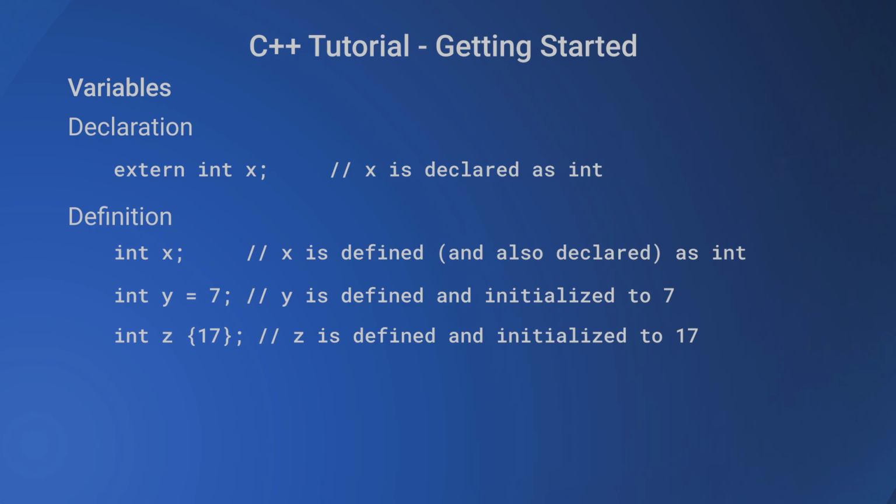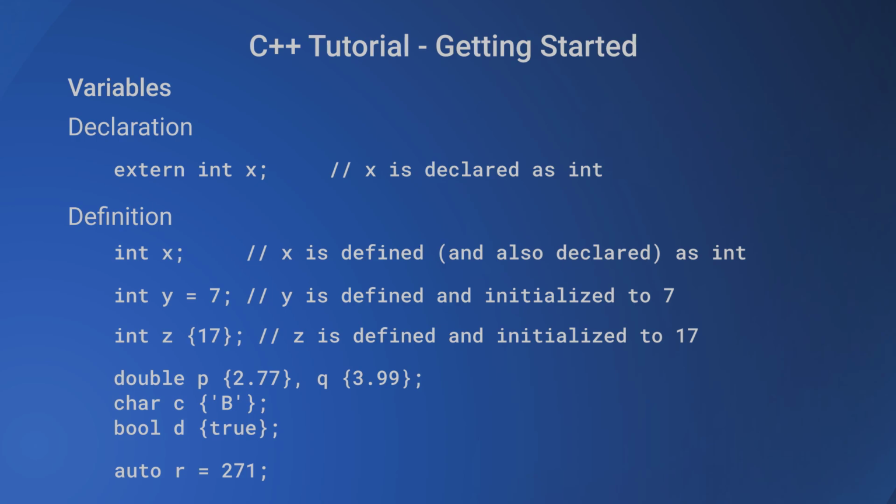Instead of assignment, we can use braces around the initialization value. For example, int z {17}, z is defined and initialized to 17. Similarly, we can say double p {2.77}, q {3.99}, char c {'B'}, bool d {true}, and all these variables are defined and initialized.